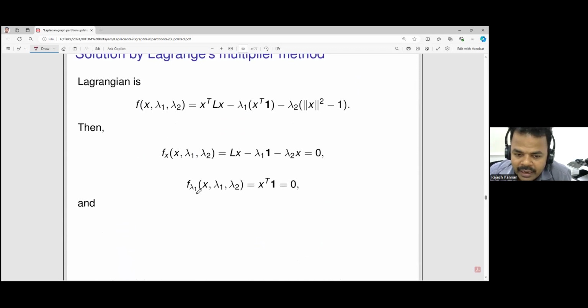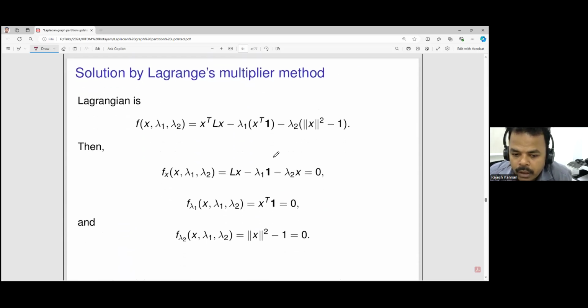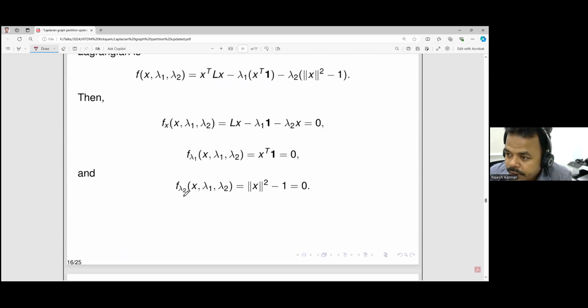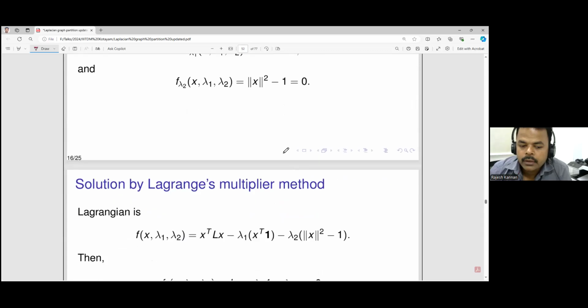With respect to the variable lambda 1, if you take the partial derivative, the rest of the terms become 0 and only this term will survive. Similarly, if you compute the partial derivative with respect to the third variable, lambda 2, you get this constraint. So Lagrange's multiplier method says that your solution should satisfy all these conditions.